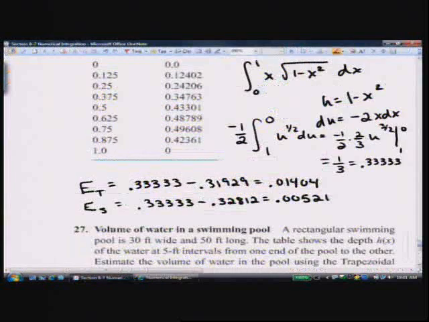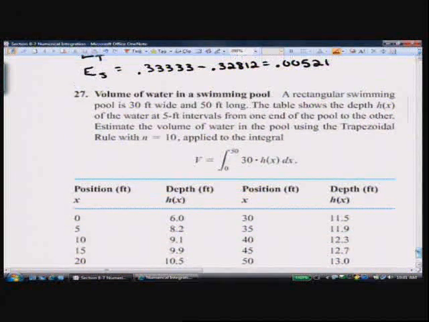All right. Last problem is looking at the volume of water in a swimming pool. It says a rectangular swimming pool is 30 feet wide and 50 feet long. The table shows the depth, h of x, of the water at 5-foot intervals from one end of the pool to the other. Estimate the volume of the water of the pool using the trapezoid rule with n equal 10 applied to the integral.